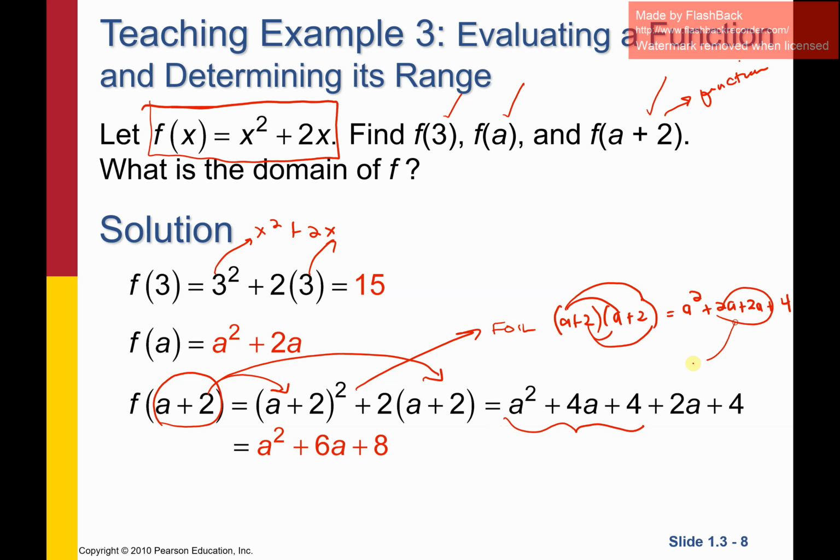And so notice that is here. These terms combine to become 4a. And then we multiply this out, 2a times 2, that's 4a, which is this guy right here. So notice this is x squared, and this is 2x. All right, so now you have to simplify. You have to find like terms. This is a like term, so 4a plus 4a is 8a. This is a like term. 4 plus 2 is 6, and this is all by itself, and so it's just a squared.